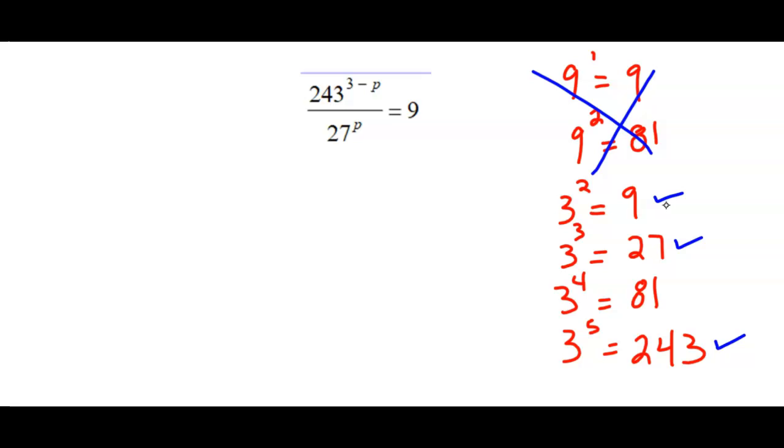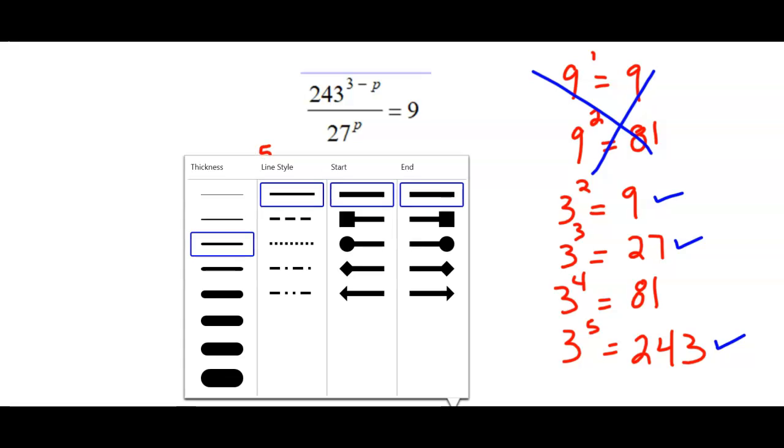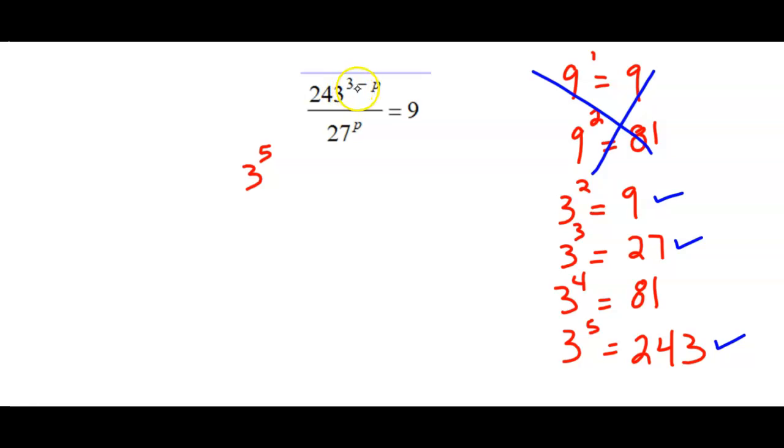Okay, so you take each little part separately. So 243, you're going to replace just the 243 with 3 to the fifth. So we end up with 3 to the fifth. But then we already had this exponent of 3 minus p, so we need to multiply.